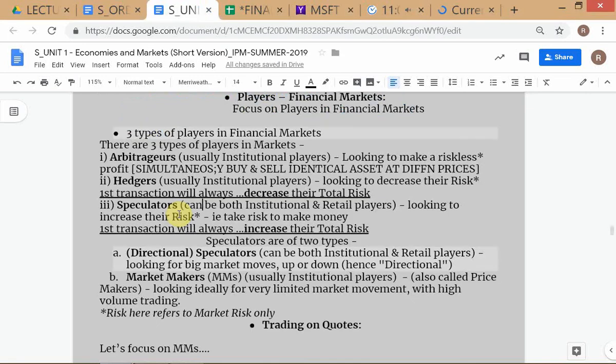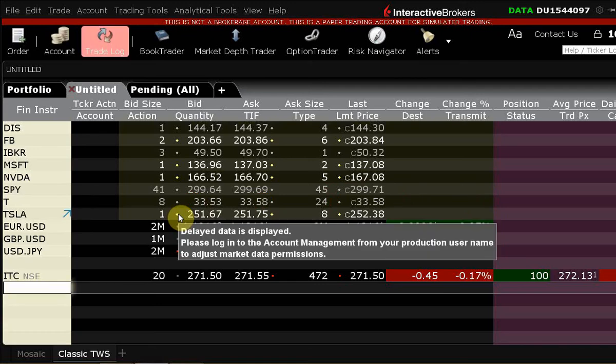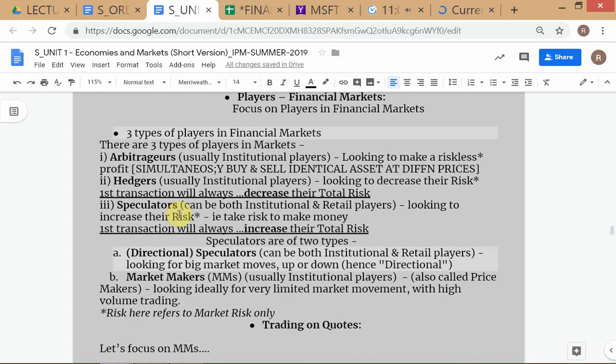All right, okay guys, let's go back to our discussion very quickly. We need to finish this. Is everyone clear so far about speculators? I mean, you understand arbitragers, you understand hedgers, how hedgers reduce their risk. The first transaction will reduce their risk.